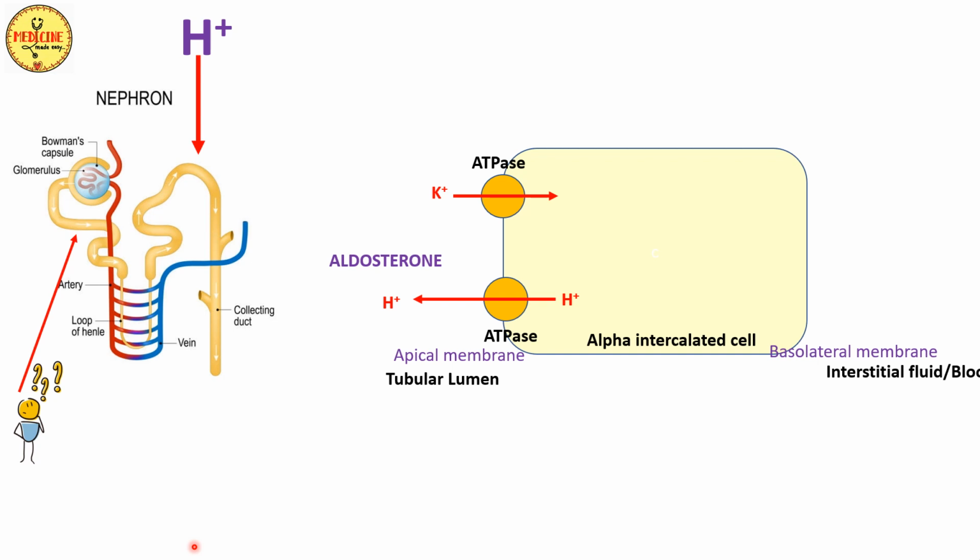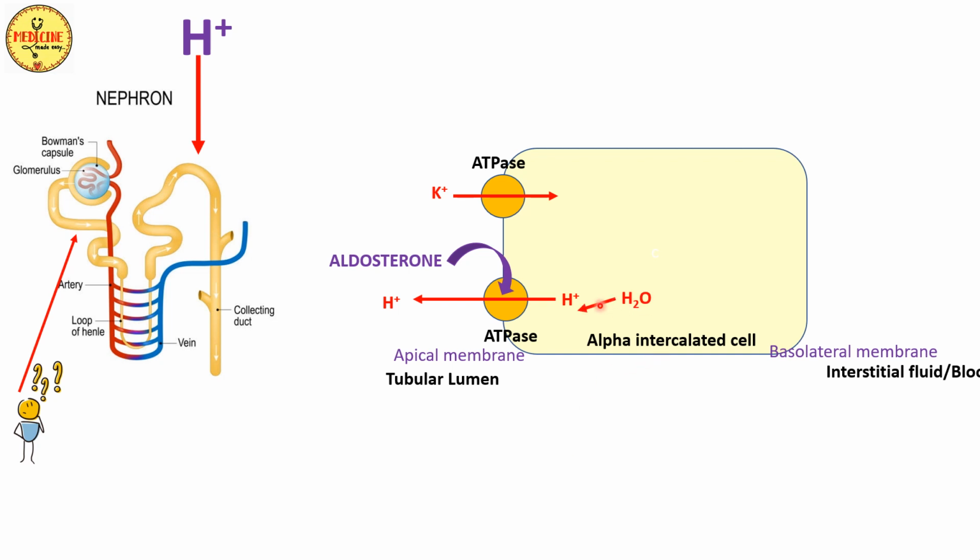So this aldosterone, which is a well-known hormone, influences this ATPase and increases the hydrogen ion secretion at the alpha intercalated cellular level. You can also see that the hydrogen ion and potassium ion transport are in opposite directions. This is to maintain the electrical neutrality of the cell.